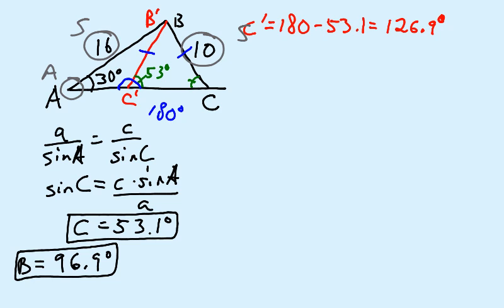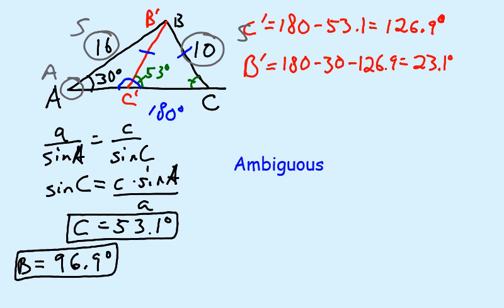Now I can use this new C prime to find the new B prime, the same way I found the original B, because a triangle has 180 degrees: 180 minus the 30 from A, minus the 126.9 from C prime. This will give me an angle for B prime of 23.1 degrees. So you can see I actually can make two separate triangles on the exact same graph using the exact same starting information. This is the very definition of ambiguous. There are two possible answers because I never said which one I was using.